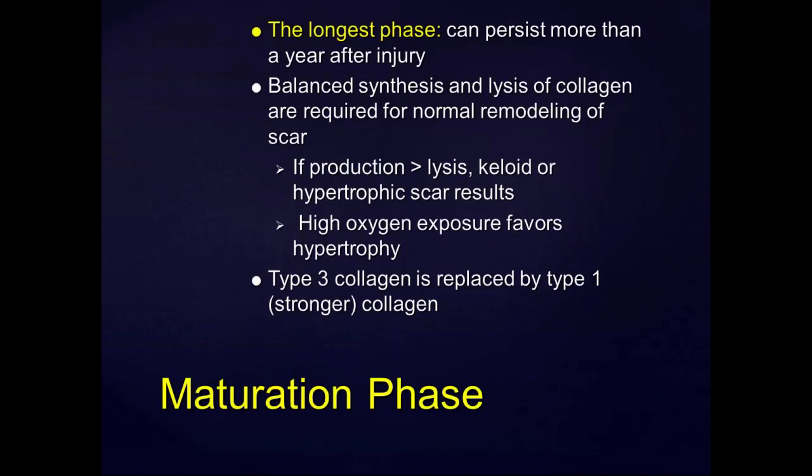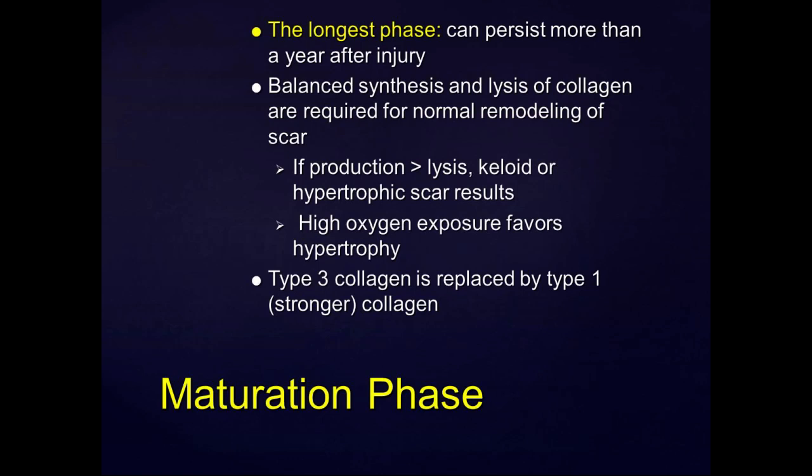So the maturation phase, or the return to function phase, can persist for more than a year after the injury. So that balanced synthesis and lysis of collagen are required for the normal remodeling of the scar. So if production of new collagen is greater than the lysis of the collagen, then you get keloid or hypertrophic scars, which are bigger, thicker, and less mobile. Sometimes people have to get part of the scar removed, which of course then causes more scar tissue.